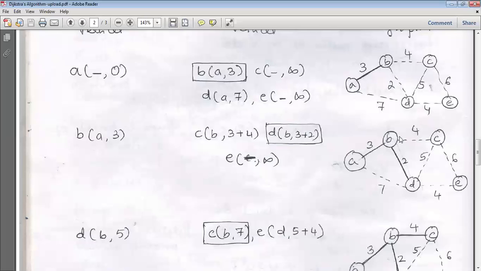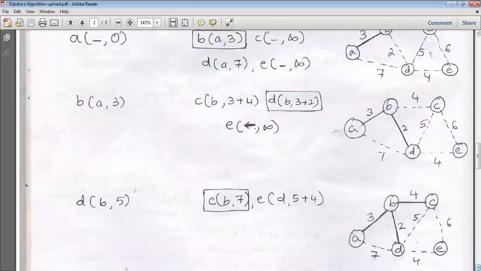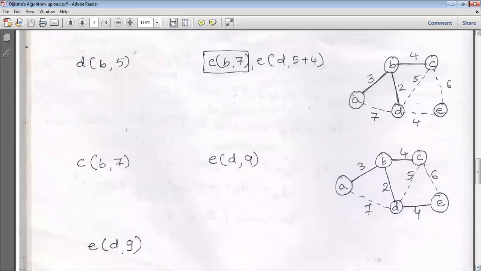Next, from A to B is there, B to D is there. Again, how did we reach C? From B we reached. So consider this vertex. Then B to C will be selected. This path will be selected. Then next, you are at vertex C. The remaining vertex is only E. What all ways are there to reach E?